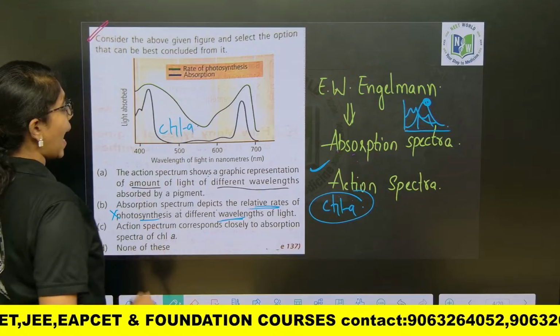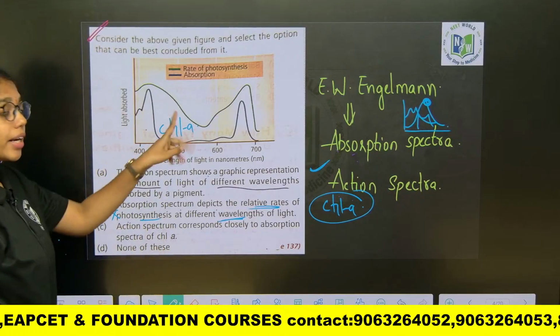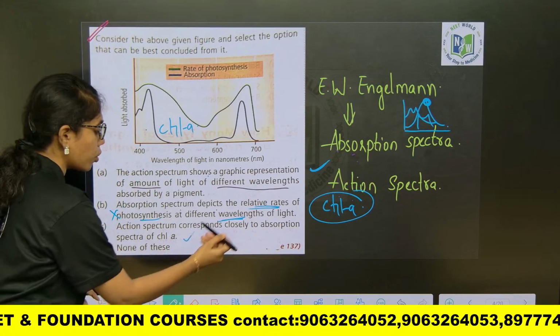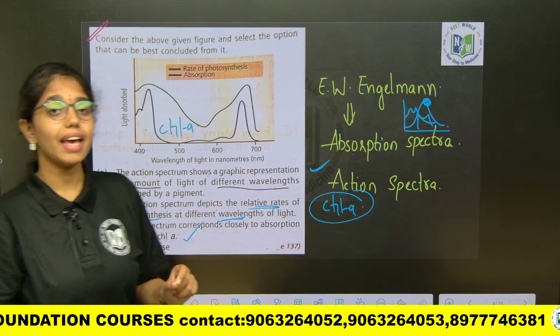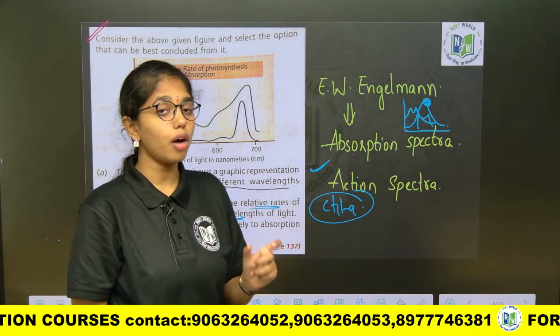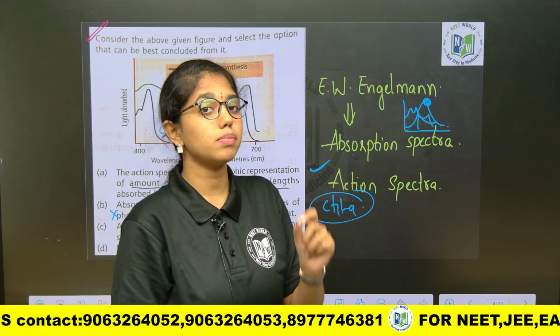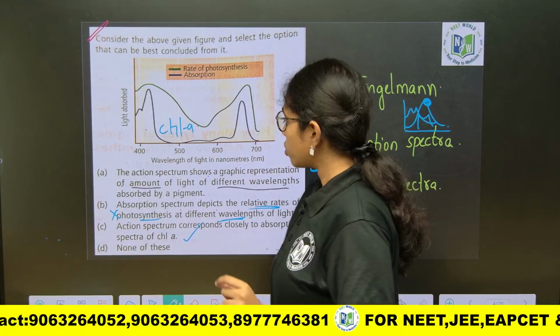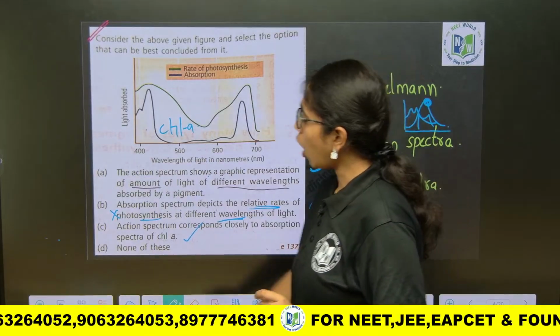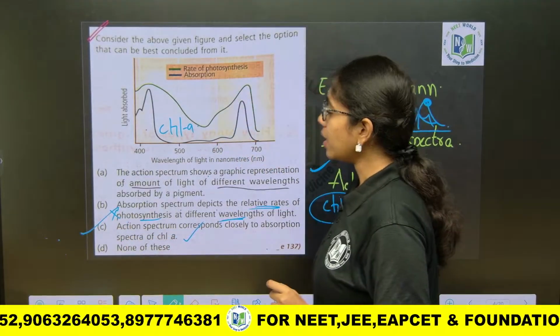So here action spectra is corresponding to the absorption spectra of chlorophyll A, because chlorophyll A will absorb the maximum amount of light and it will conduct maximum photosynthesis and maximum oxygen evolution. So here what will be the right answer? Option C will be the right answer.